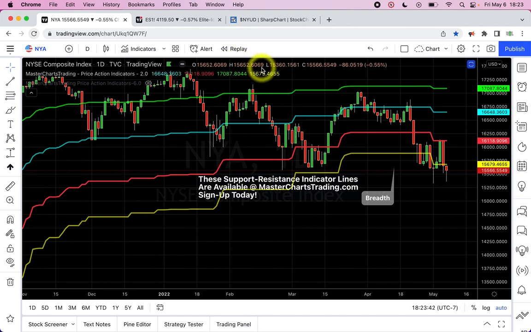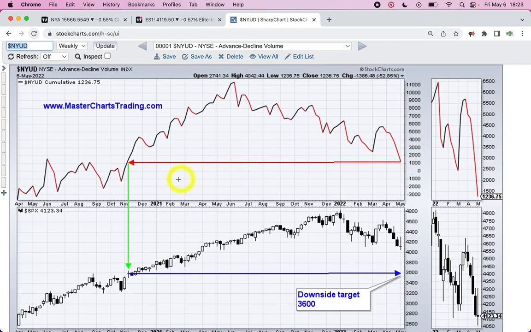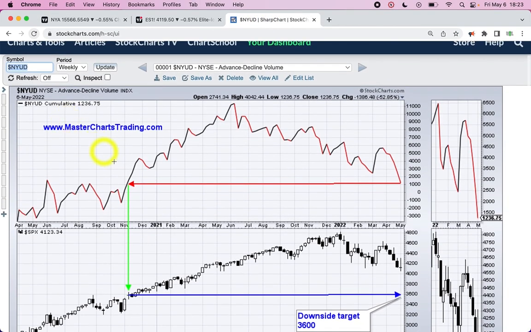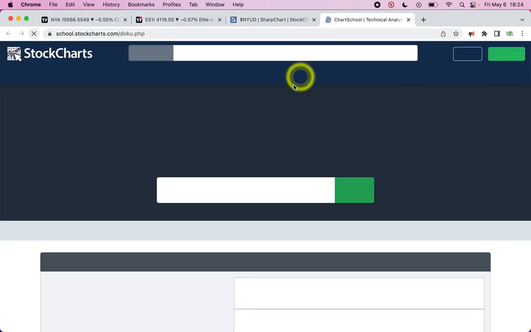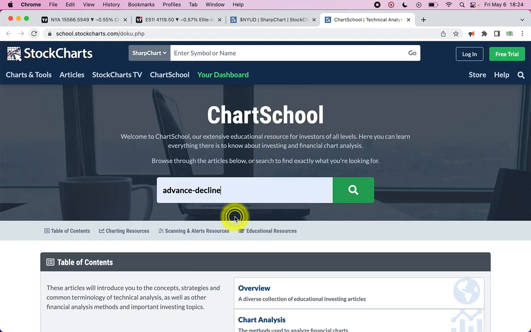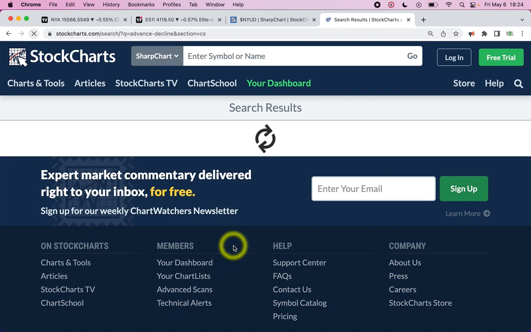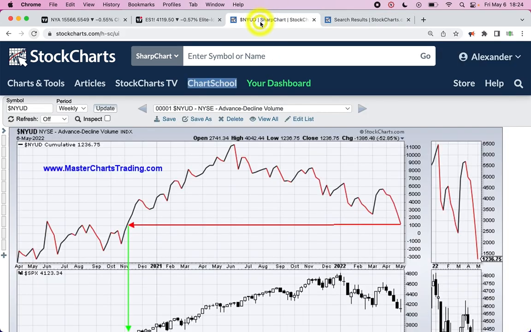All right, so next what I wanted to show is market breadth. Here in the upper part, we have what's called the New York Stock Exchange advances less declines volume line. You can find out more about this by going to ChartSchool and typing in advance decline line, and it will tell you how it's calculated. It's not my thing, but I use it.